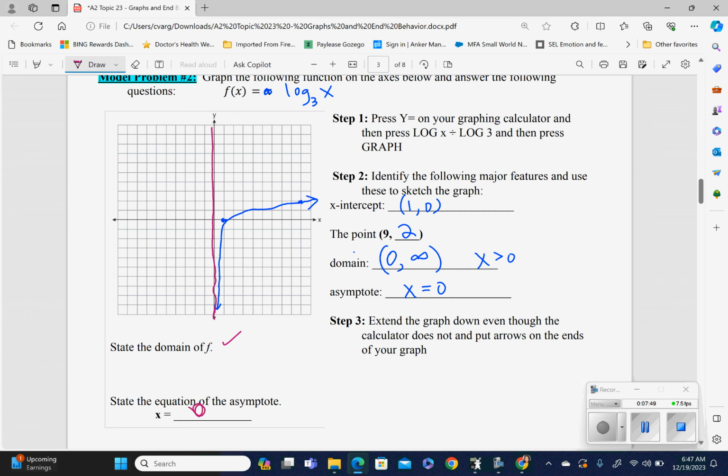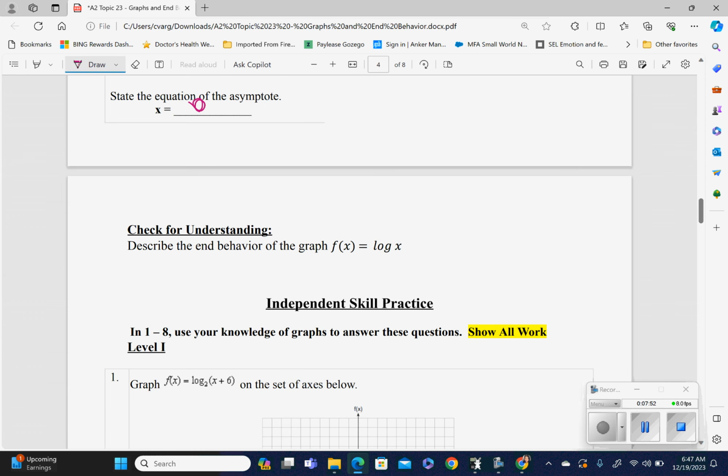All right, perfect. I'm going to ask you to check for understanding and then do a couple of problems. Good job.